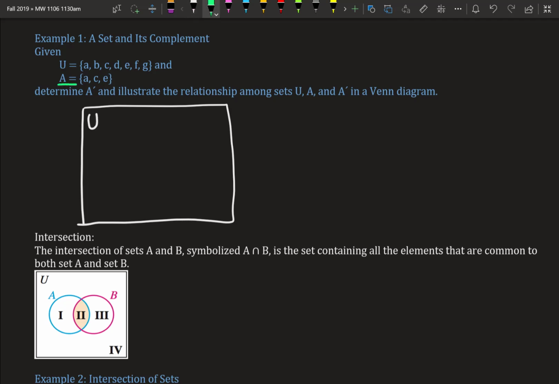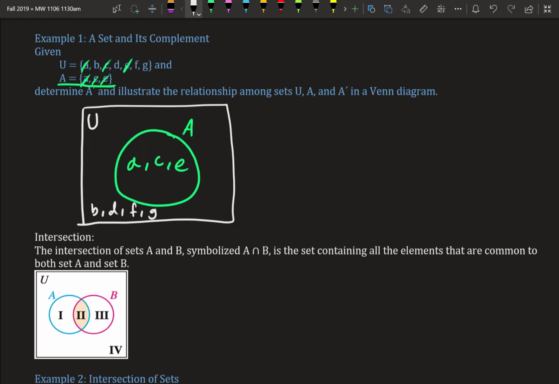Then we have set A. So in circle A, which is set A, we have A, C, and E. So you see how we used A, C, and E? I like to cancel it out. We already used it. So everything else is B, D, F, and G. Those do not belong in A because A only consists of A, C, and E.